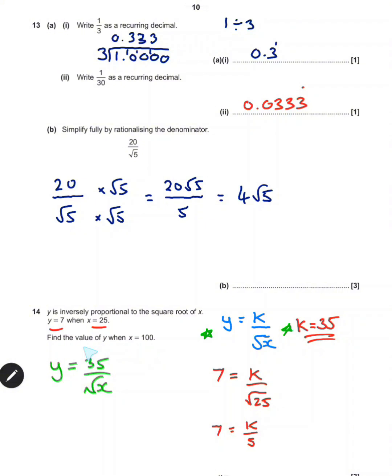And I can use that formula to find y when x is 100. Y is 35 divided by the square root of 100. Square root of 100 is 10. 35 divided by 10 is 3.5.